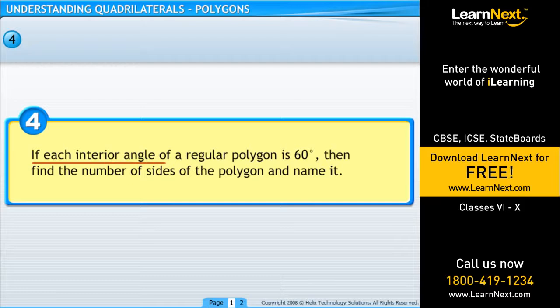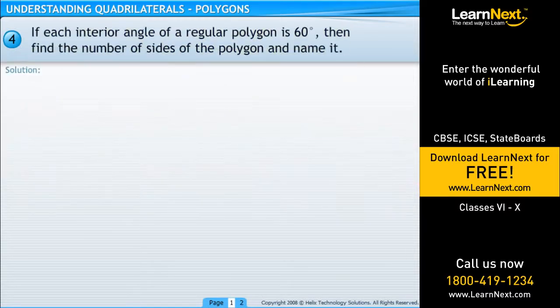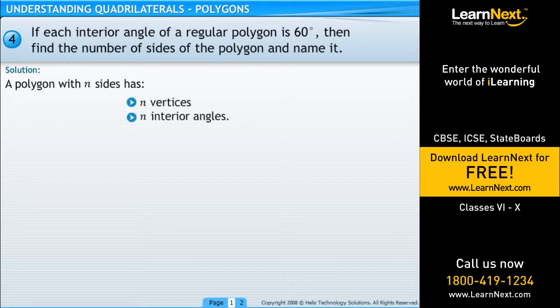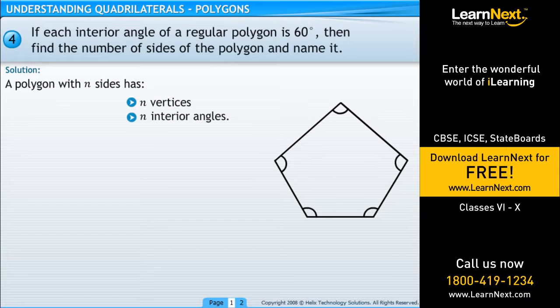If each interior angle of a regular polygon is 60 degrees, then find the number of sides of the polygon and name it. We are given a polygon with each interior angle of measure 60 degrees. We have to find the number of sides. To solve this problem, we will revisit some properties of a polygon. If a polygon has n sides, the polygon will have n vertices and n interior angles. For example, for a pentagon, we have 5 vertices, 5 interior angles.